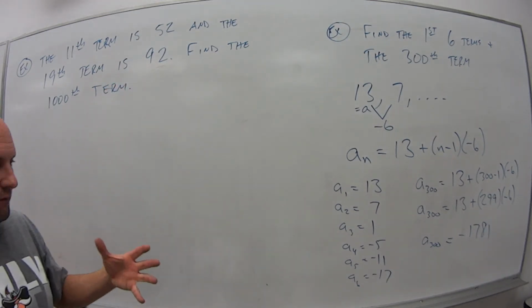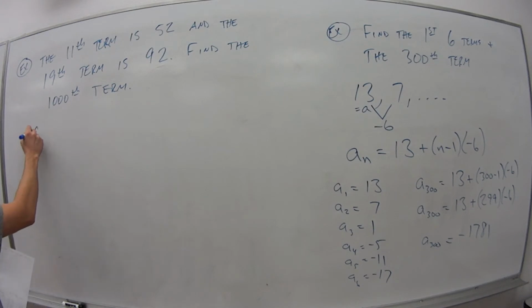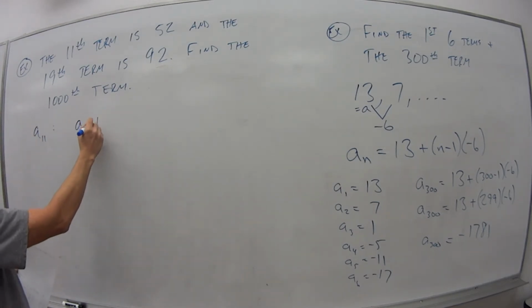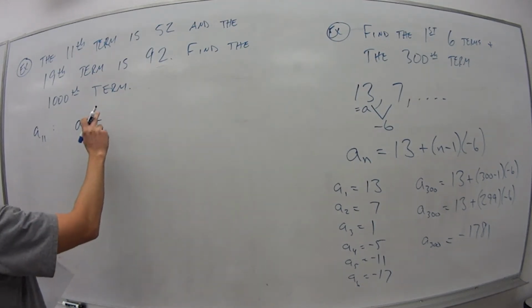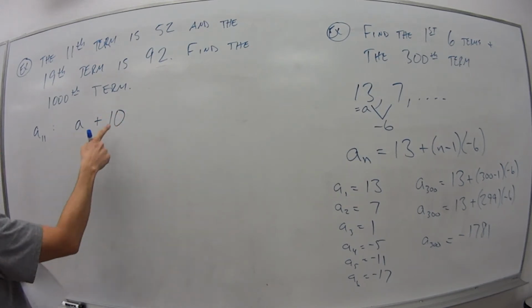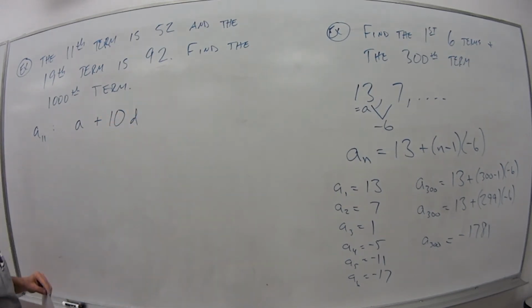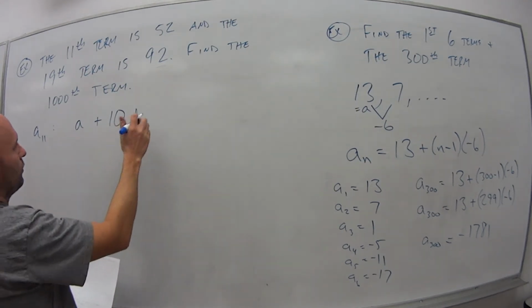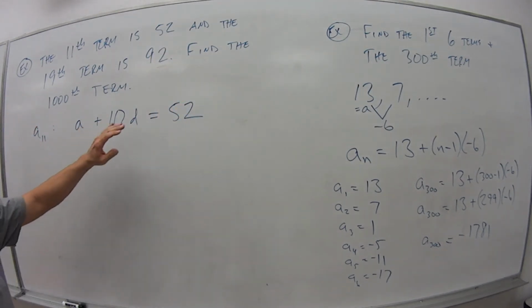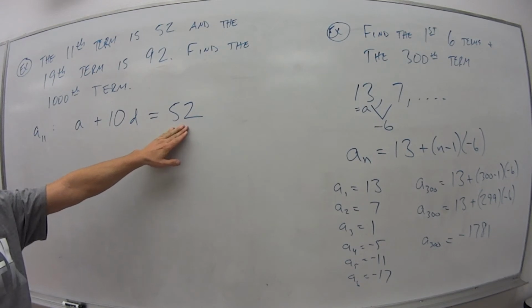All right, so using that formula, what do we know? Well, first off, it tells us the 11th term. So that means a of 11. I don't know the starting value. That's a. According to the formula, it's n minus 1. So that means 10, and 11 minus 1 is 10, times the difference, whatever it is. I don't know the difference yet either. This whole equation is equal to 52. So if I knew a, if I knew d, I could plug them in and I'd get 52.